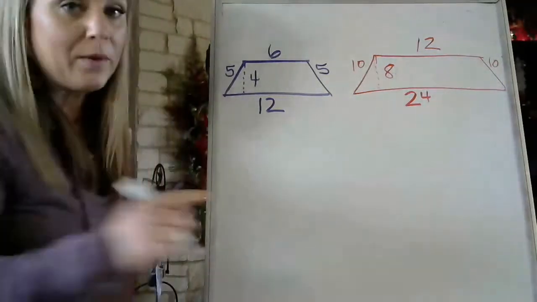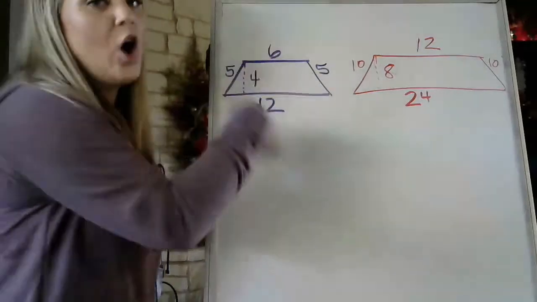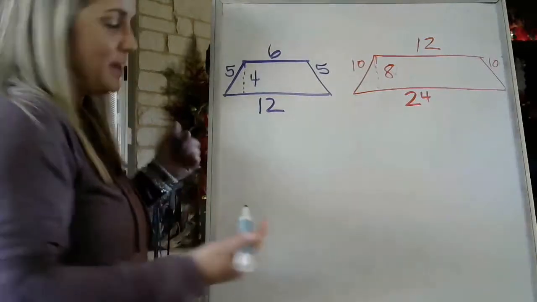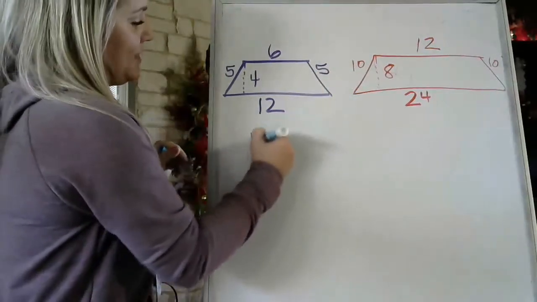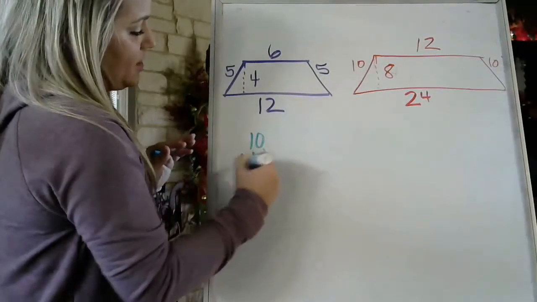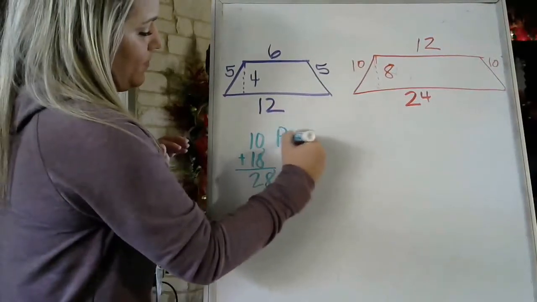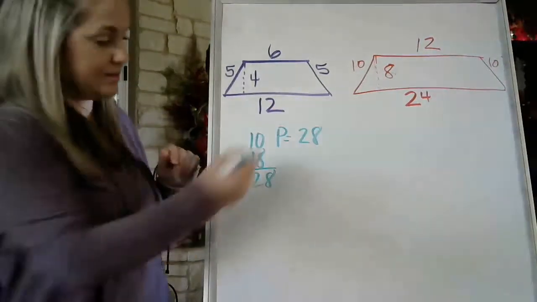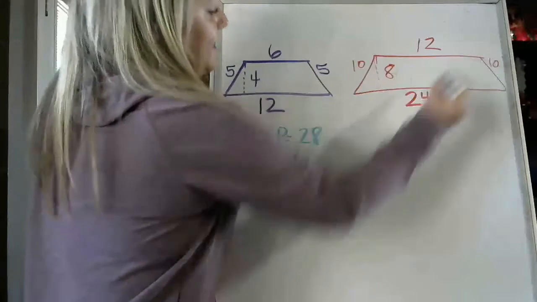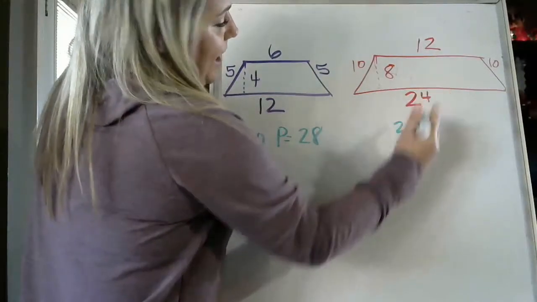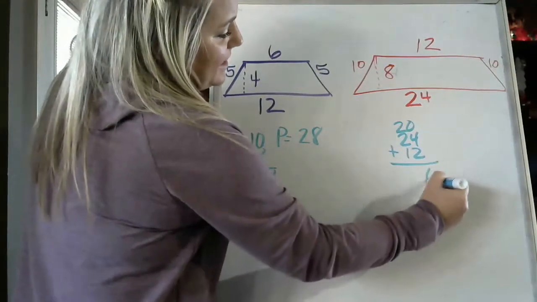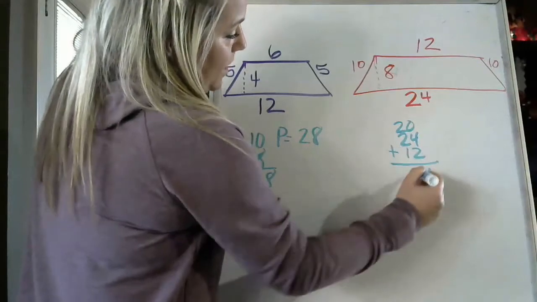All right. So perimeter is the distance around a figure, adding all the sides. Okay, so I like to look for things that add to be 10 because that's always super easy. And we have 5 and 5, so that's 10. And 6 plus 12 is 18, okay? So the perimeter of this one is 28, okay? Right? Because 0 plus 8 is 8, and 1 plus 1 is 2. All right, so I know 10 and 10 is 20, and I know I probably could do 24 plus 12, but I'll just do it like this. 4 plus 2 is 6, and 2 plus 2 is 4, and 4 plus 1 is 5.